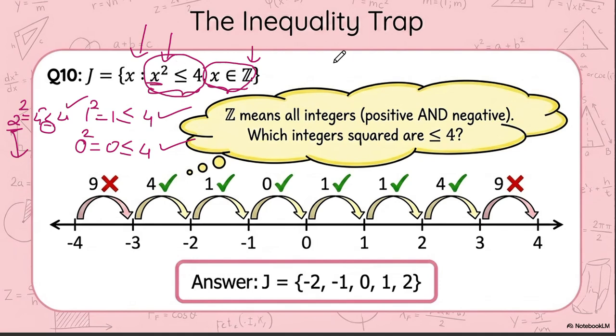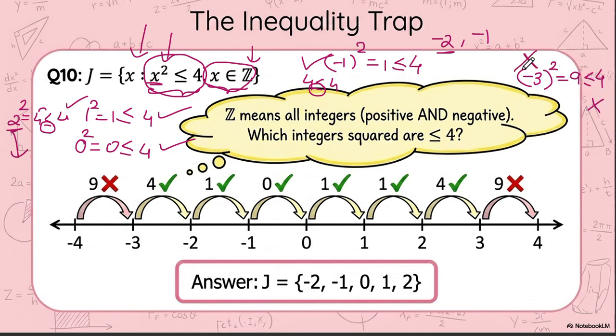Similarly, minus 1. Can we take minus 1? Let's check. Minus 1 the whole square is 1, and 1 is less than or equal to 4. So minus 1 will also come. Similarly, minus 2 will also come because minus 2 square is 4 and 4 is less than or equal to 4. The equal to sign is also there, so we can take minus 2. Now can we take minus 3? Minus 3 square is nothing but 9. Is 9 less than or equal to 4? No. So minus 3 we cannot take.